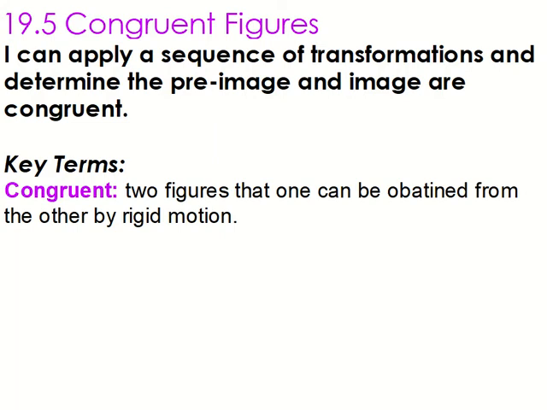19.5 congruent figures. I can apply a sequence of transformations and determine the pre-image and the image are congruent. Just as a reminder, congruent means two figures that can be obtained from the other by rigid motion. Congruent also means that they're going to be equal. Everything about them will be the same. So two figures, one can be obtained by rigid motion to get the other, and it will be exactly the same shape-wise. Same lengths, same shape, nothing about it will be changed except where it is, possibly.